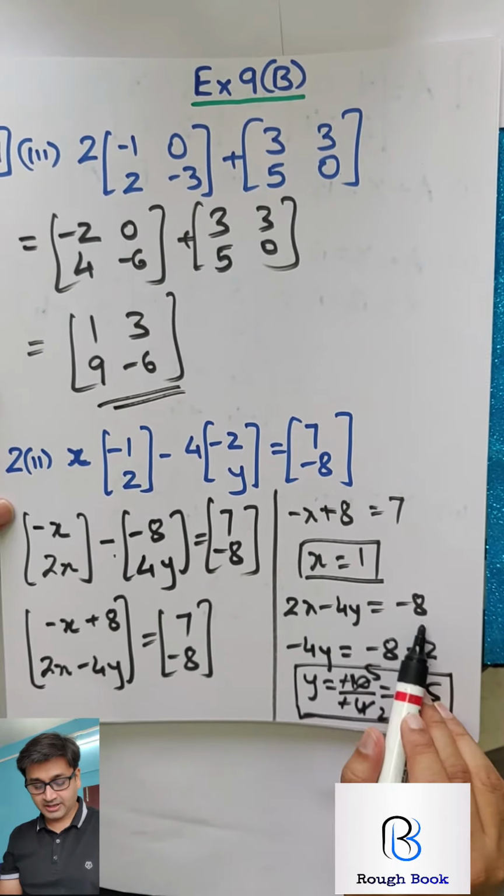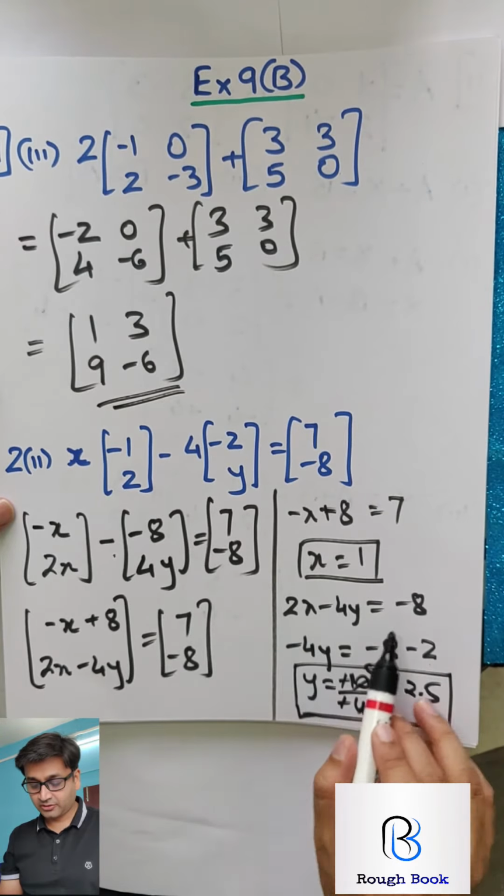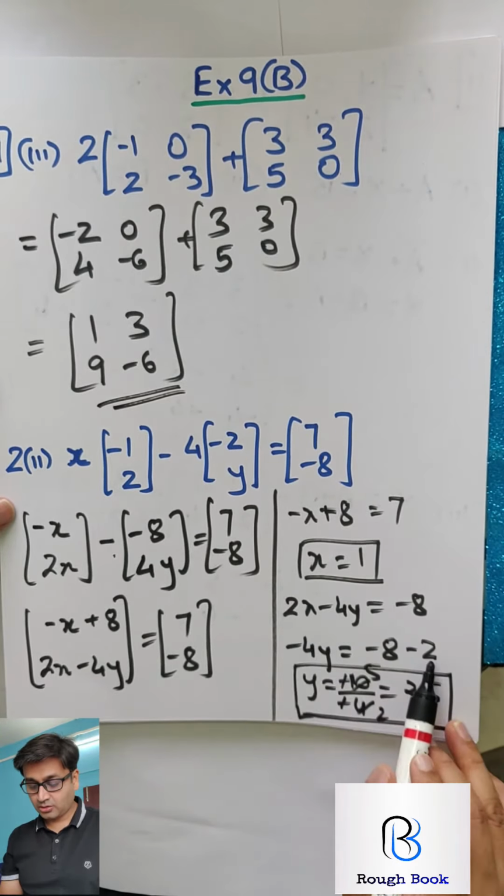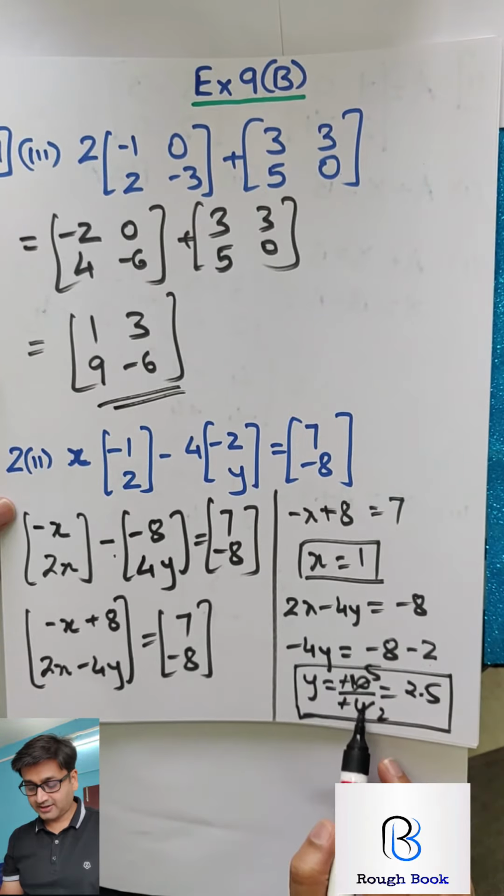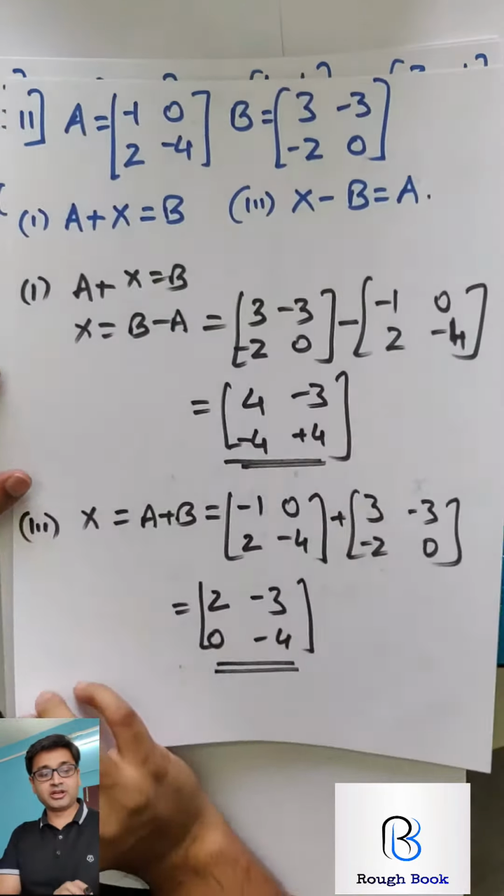2x minus 4y minus 8. So 2x minus 4y minus 8. This is 1 going on the other side, minus 2, minus 10, minus 4. Correct. Let's go with the next one.